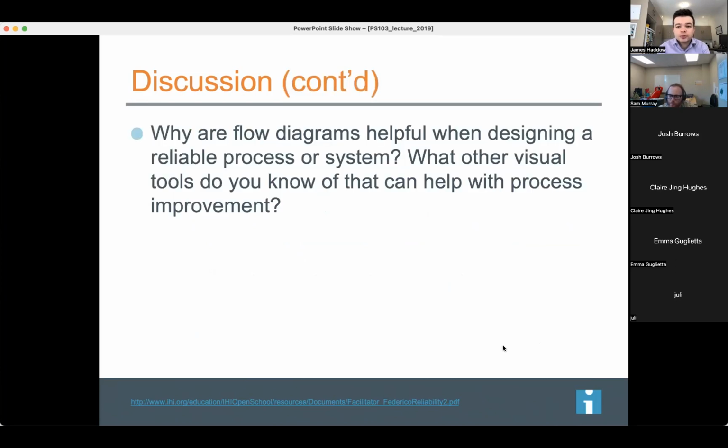Are flow diagrams helpful in designing a reliable process or system? What other visual tools do you know of that can help with process improvement? Emma says they're easy to follow.